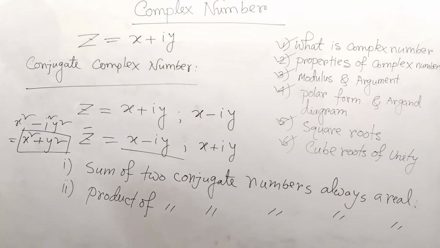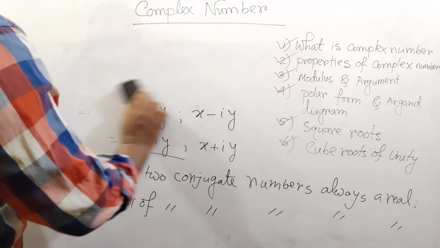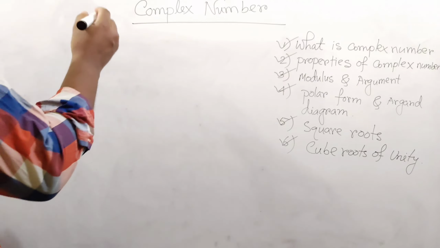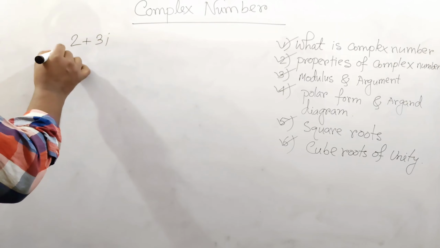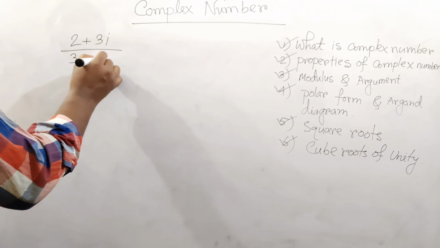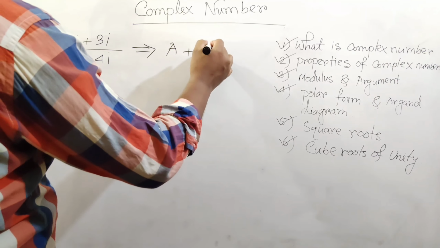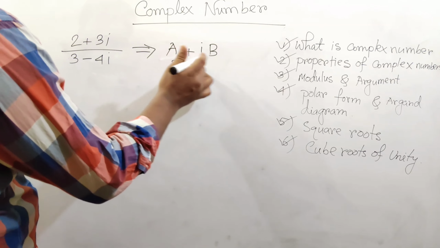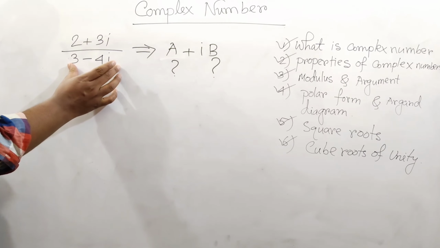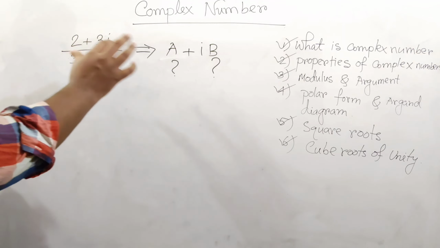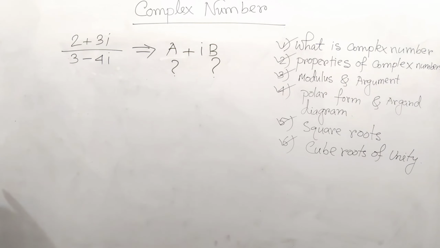Now we will learn another thing by using these conjugate numbers. Suppose a rational complex expression is given, suppose 2 plus 3i over 3 minus 4i. If the question asks you to write this expression in the a plus ib form, then what is the value of a and what is the value of b? How can we solve this? Here we need the conjugate complex number.